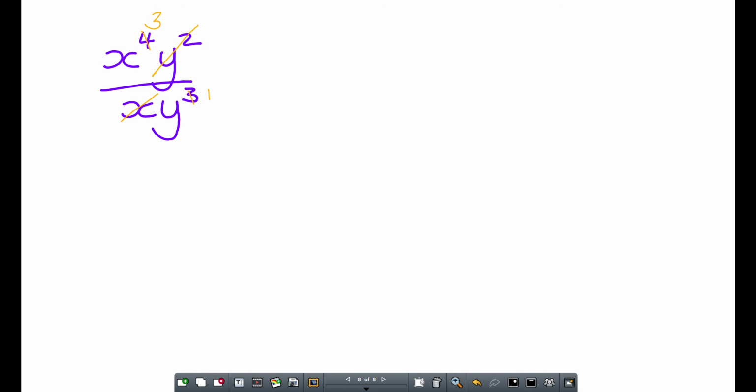Okay, right, so let's just rewrite once we've cancelled out what's left. At the top, I've got x to the power of 3. That y to the power of 2 was taken out completely. At the bottom, the x was taken out completely, but I'm only left with y to the power of 1. Do I have to write the 1? Don't have to. Okay, so that will then be my final answer.